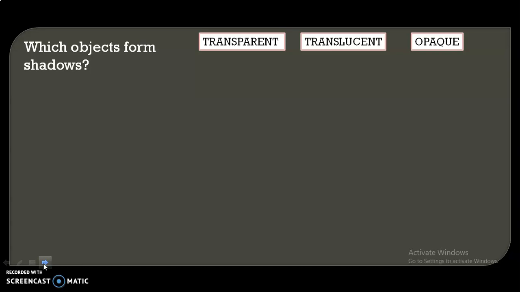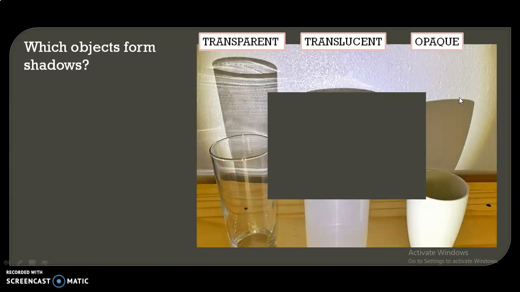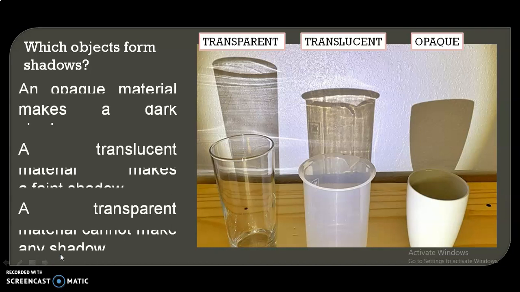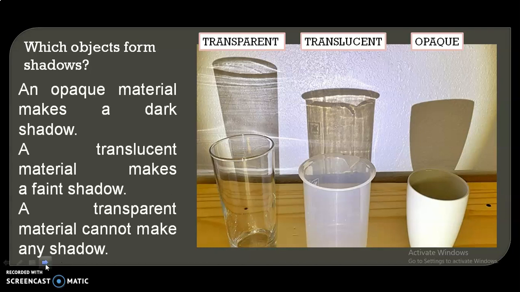So, which objects generally form shadows? As per our textbook and as per the information found on the internet, we know that opaque objects form clear shadows. You can see here, there is an opaque object and a clear dark shadow has been formed. The translucent objects form shadows, but not as clear as that of an opaque object. And as far as transparent objects are concerned, it is considered that a transparent material cannot make any shadow.